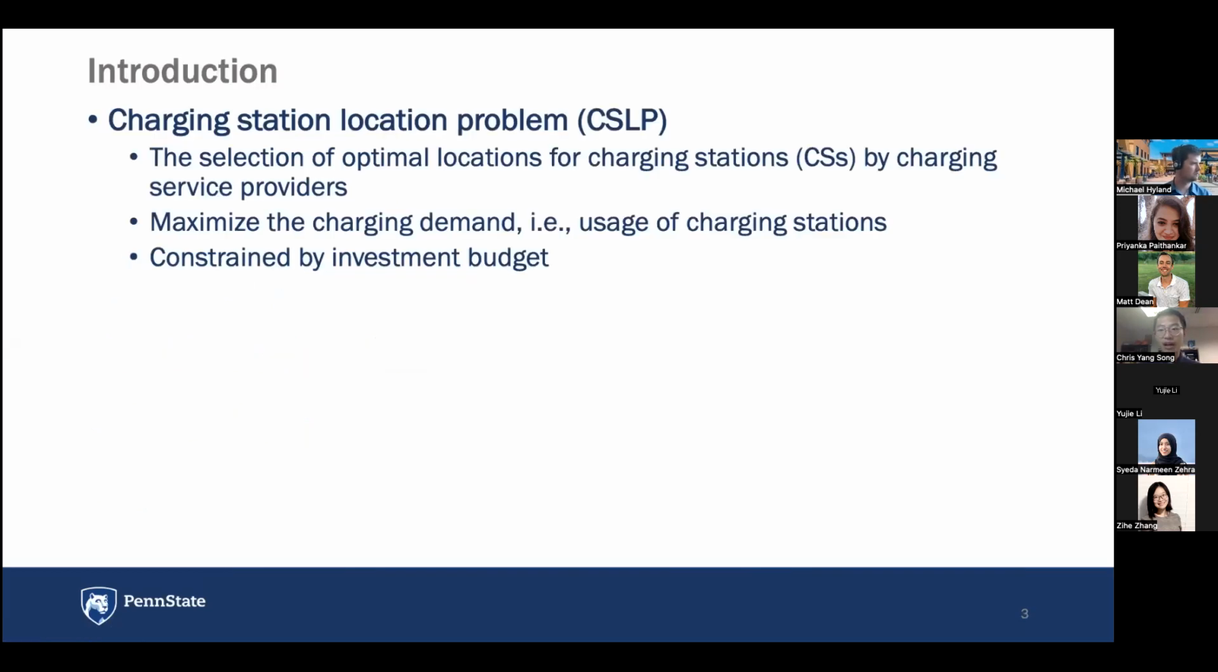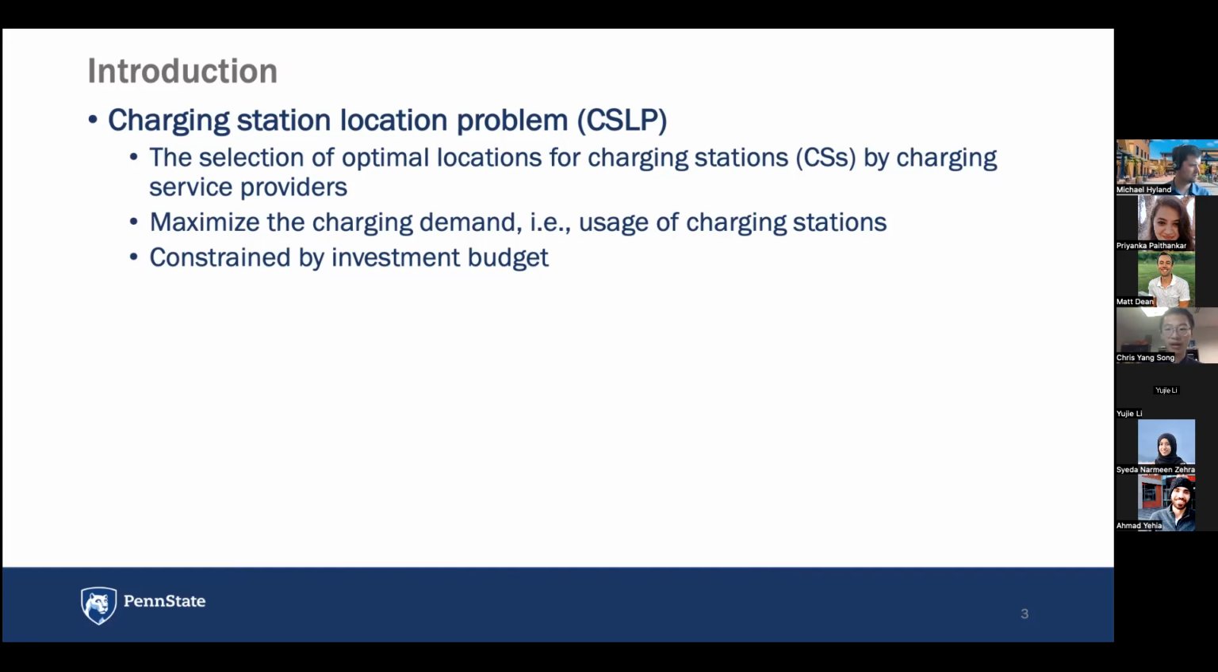The problem to be solved in this research is the charging station location problem, denoted as CSLP, which is commonly defined as the selection of the optimal locations for charging stations by charging service providers, so that the charging demand of EV drivers can be satisfied to the maximum extent under the limitation of the investment budget. Here, the charging demand is equivalent to the usage rate of charging stations. So the objective is to maximize the usage rate of charging stations so that the charging demand of EV drivers can be satisfied to the maximum, and the profit of the charging service providers can also be maximized.